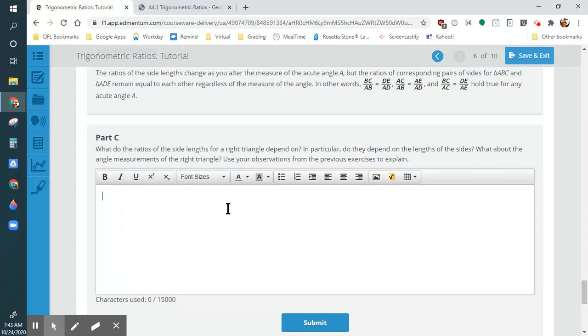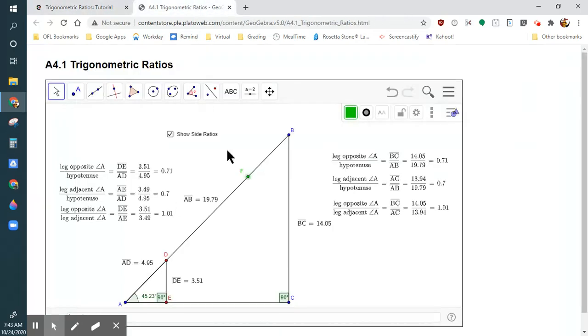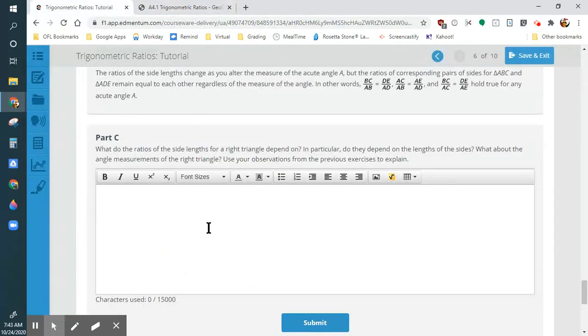What do the ratios and the side lengths of a right triangle depend on? In particular, do they depend on the side lengths? What about the angle measurements in the right triangle? So we're not going to talk about the side lengths because guess what? When we did this, the side lengths didn't affect it. They were the same the whole way through. So the ratios do not.